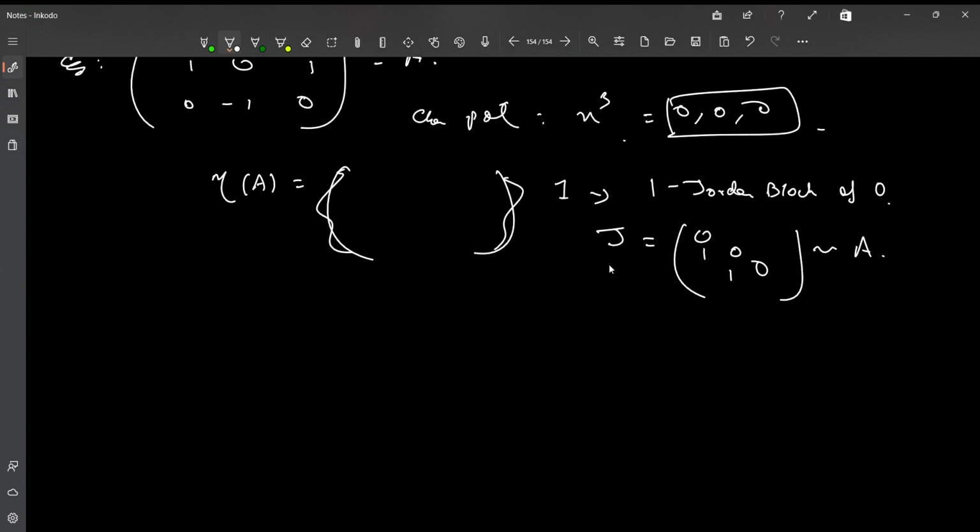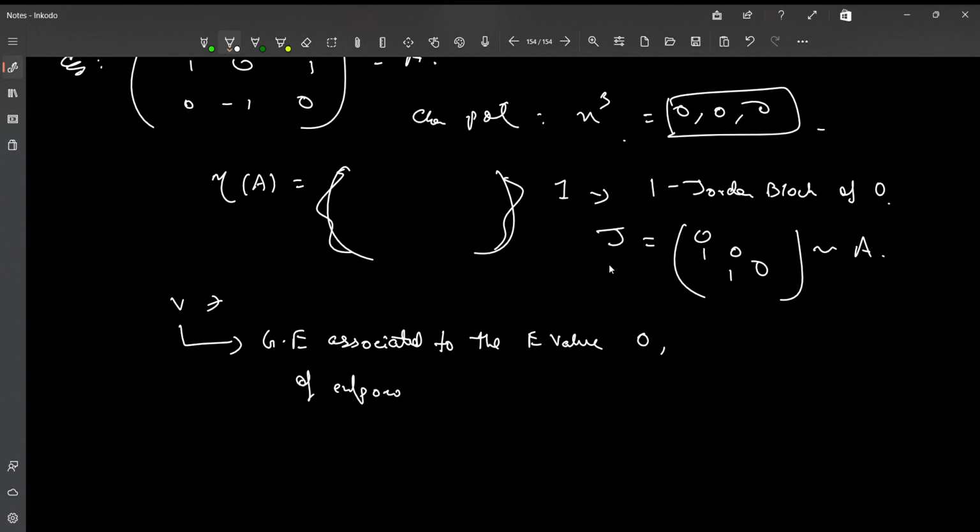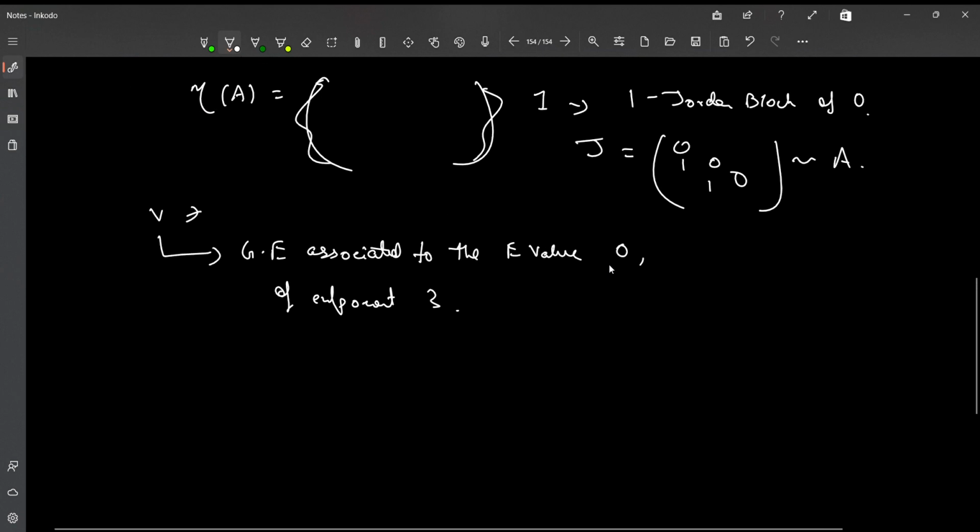Okay. Now we need to consider a vector v in order to form the basis, such that v is a generalized eigenvector associated to the eigenvalue 0 of exponent 3, right? Because it's a 3 cross 3 Jordan block. Got it? Let's choose E1 first.